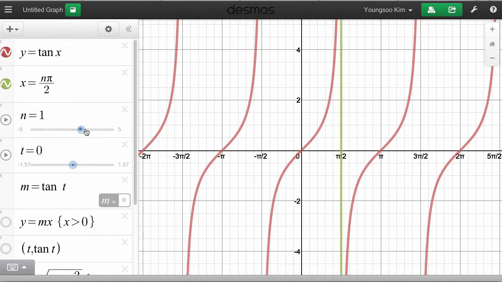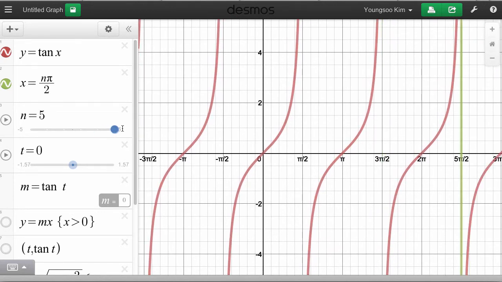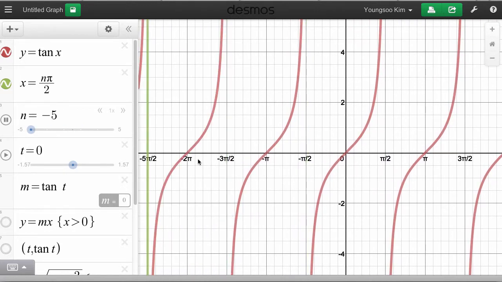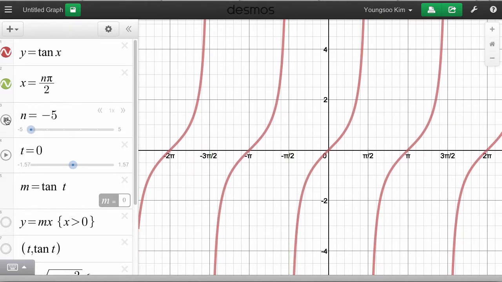There are more vertical asymptotes. Here is another one at 3 pi over 2, and yet another one at 5 pi over 2. In general, there are vertical asymptotes of the tangent graph at every odd multiple of pi over 2. So you see 3 pi over 2, and then negative pi over 2, then negative 3 pi over 2, negative 5 pi over 2. There are vertical asymptotes at these locations.